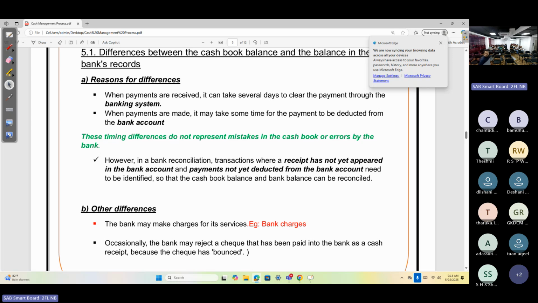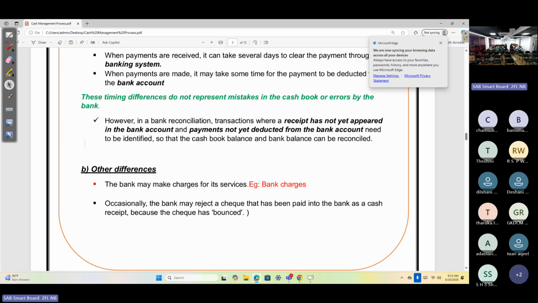However, in bank reconciliation, transactions where a receipt has not yet appeared in the bank account and payments not yet deducted from the bank account need to be identified so that the cash book balance and bank balance can be reconciled. Here, unpresented and unrealized checks must be identified properly. Then only the cash book and bank statement will be matched. That's the concept explained here.